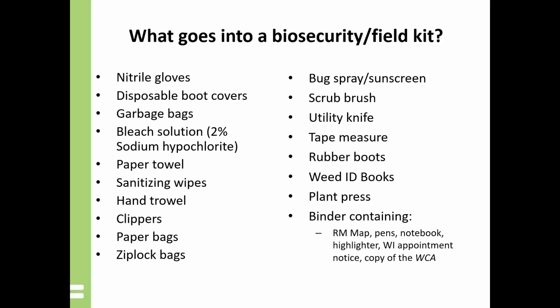So here's just a good list of a good biosecurity and field kit. Always make sure that you travel with a copy of your Weed Control Act and your appointment card and letter. So have your binder with all of your paperwork and everything in it. Just keep it in your vehicle if you can, and then it's always ready in case you stumble across something if you're driving by, or if you get called out to do an investigation or an inspection.